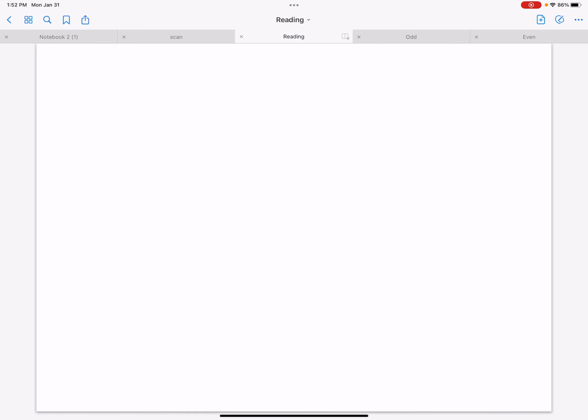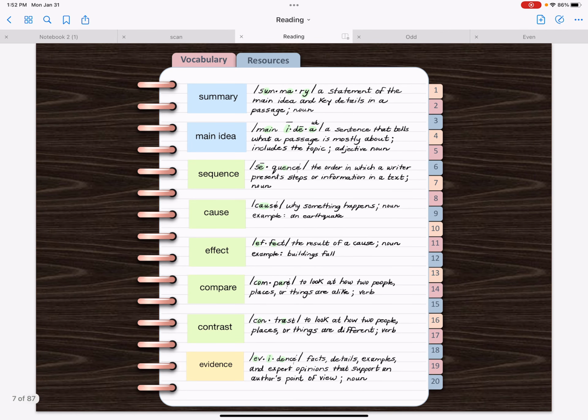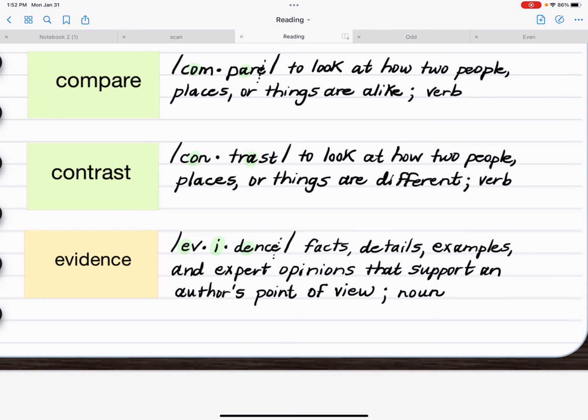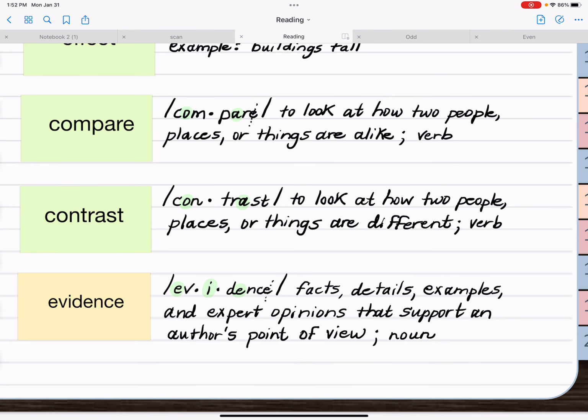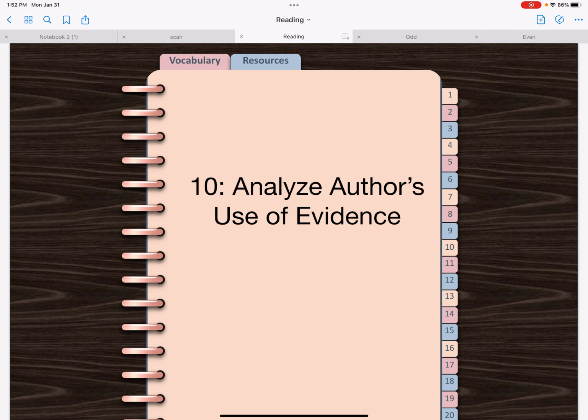And we did add the flashcard. If you haven't done that, please go back and take a look at that one. It is this card right here. Evidence: facts, details, examples, and expert opinions that support an author's point of view. Evidence is a noun. So let's take a look at lesson 10.